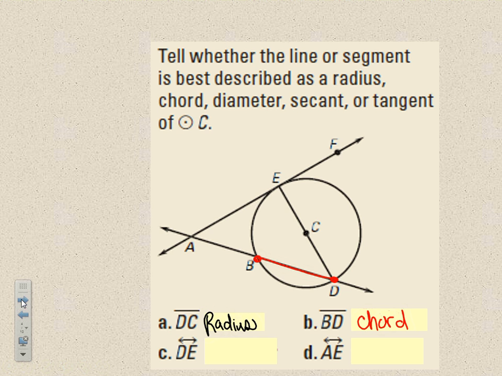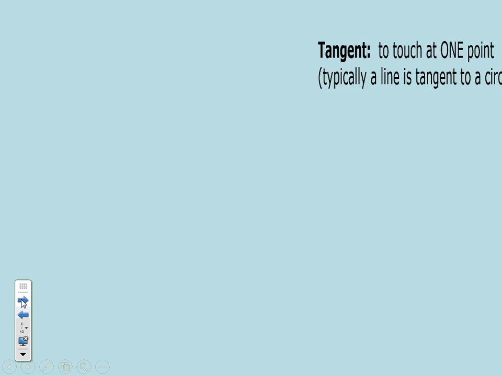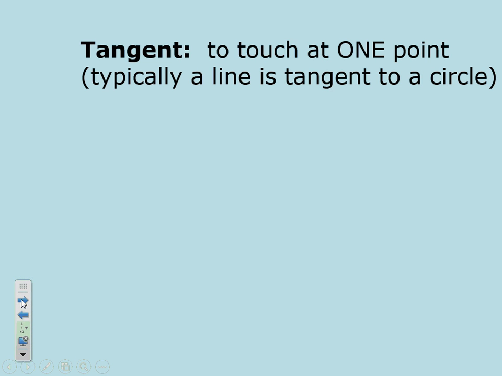D to E, oh, this pen is not writing. We would call that one a diameter. And then A to E, we would call that one a tangent, okay? A to E, that line, that's a tangent line. So being able to identify them on pictures is very important. There we go.